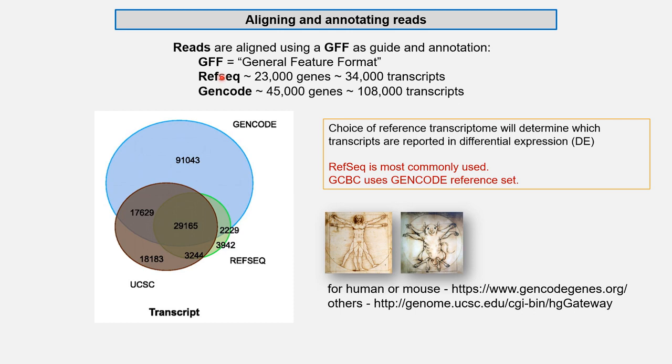For differential gene analyses, that is important since your read can only be annotated by what is in the reference GFF. It's also important to keep in mind when you are comparing your results to other studies in the literature or in the public data repositories. Always check the reference genome and annotation. Are you using the same reference genome version and the same annotation? The Venn diagram illustrates that the three main annotation resources, GenCode, RefSeq, and the UCSC, largely overlap in their transcript annotations, but there are significant differences.